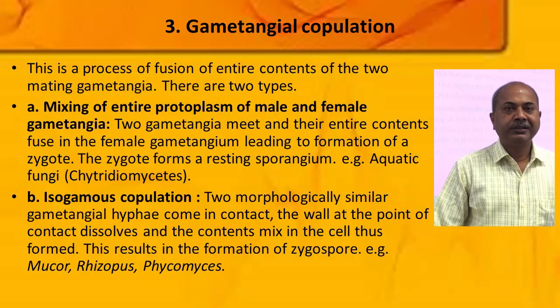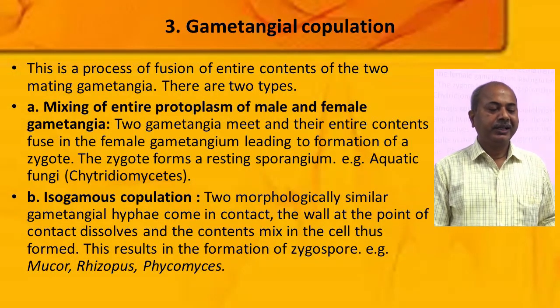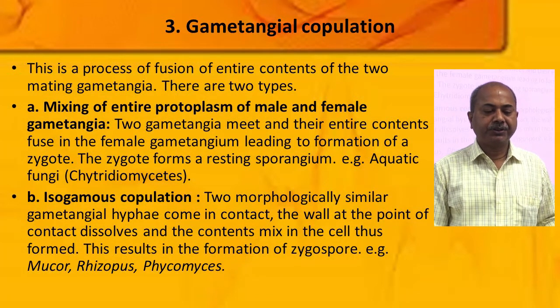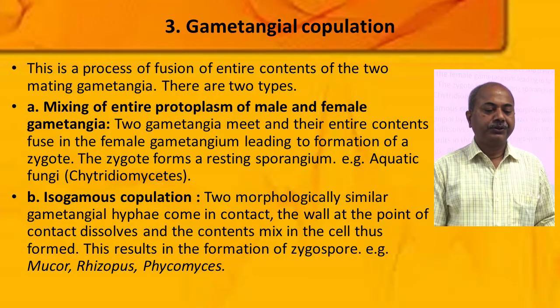Now the third method is gametangial copulation. This is the process of fusion of the entire content of the two mating gametangia. This can occur through two methods: mixing of the entire protoplasm of male and female gametangia, and second, by isogamous copulation.